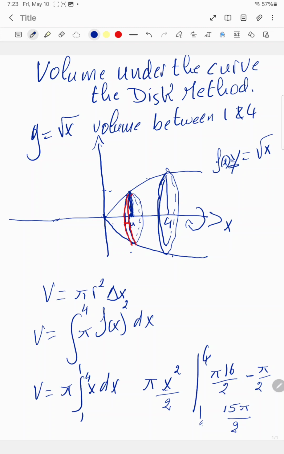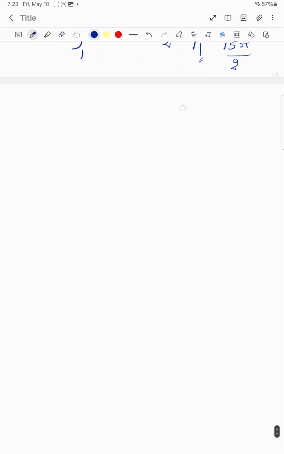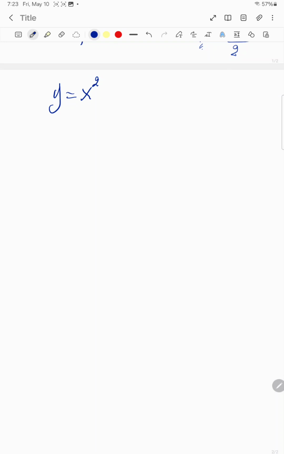I will do another exercise in this video, where I rotate under the y-axis. Let's take another function. The other function that I will take is y equal to x squared. So let's say y equal to x squared, and I want to find the volume between 0 and, let's put, 4.